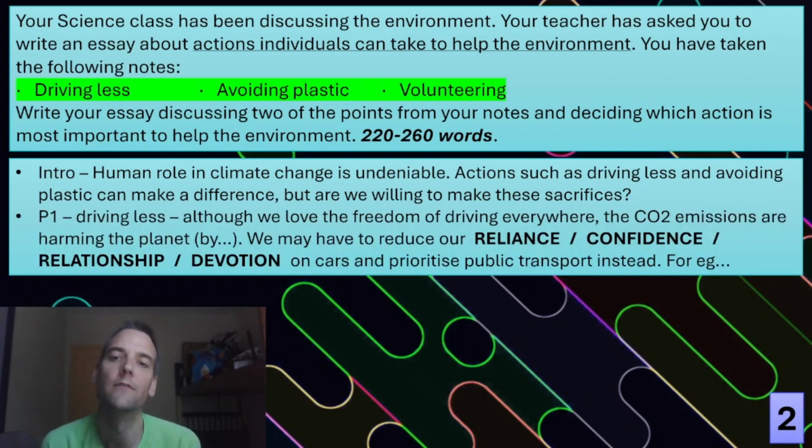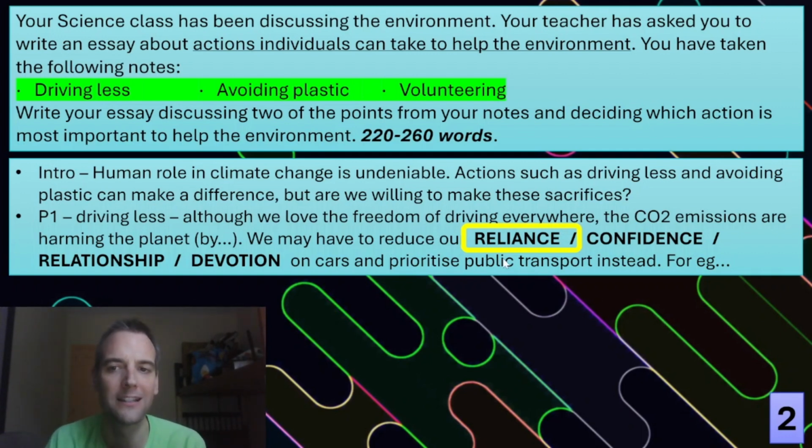Although we love the freedom of driving everywhere, we may have to reduce our dependence on cars and prioritize public transport instead. For example, again, developing my answers. And we have a... do you know the answer? It's a good one for C1 that you should definitely know. You rely on cars. We rely on cars. So we have a reliance on cars. Can you do the same for a second paragraph?